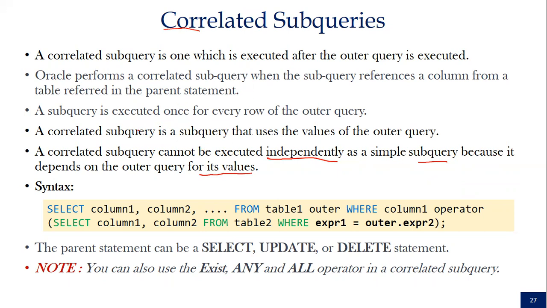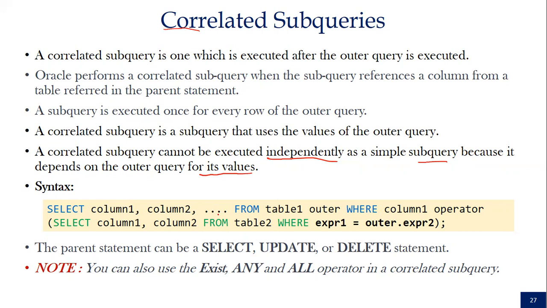Okay, so in the correlated subquery, the subquery is executed once for every row of the outer query. When we are fetching a value from the outer query, then based on that value the subquery is executed. So the subquery executes once for every row of the outer query. Is that okay? So this is the syntax we can use.